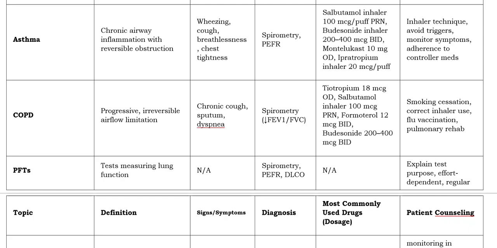Diagnosis relies on measuring lung function, correct? Yes, diagnosis is based on spirometry, measuring how much and how quickly you move air, and peak expiratory flow rate, PEFR. And the key is reversibility. Exactly. These tests often show improvement after giving a bronchodilator, showing that reversible obstruction, which is key for asthma diagnosis.